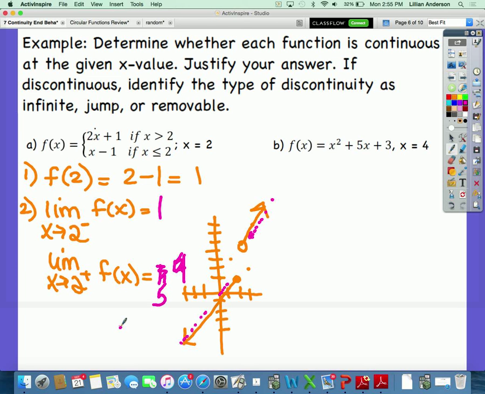Now, they both approach a number. They both exist. So requirement number 2 fits. Now requirement number 3 basically says that these numbers right here in step 2 have to equal the number in step 1. But they don't. So because the limit as x approaches 2 from the left and the right do not equal the number you get when you plug 2 into the function, this is not continuous.